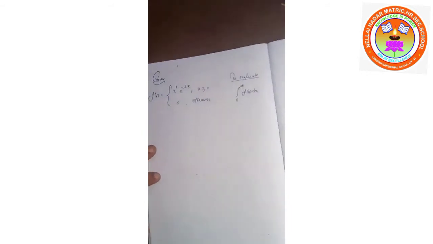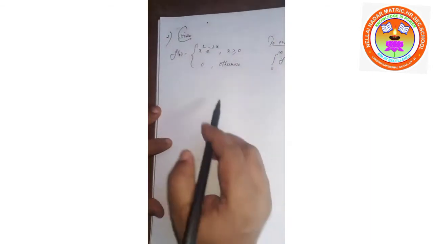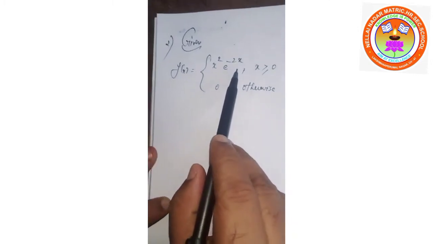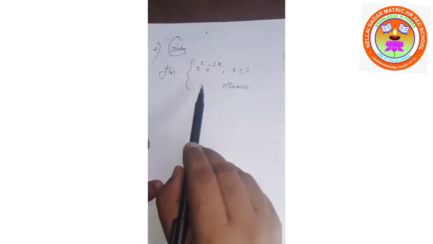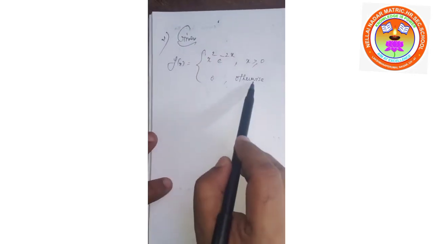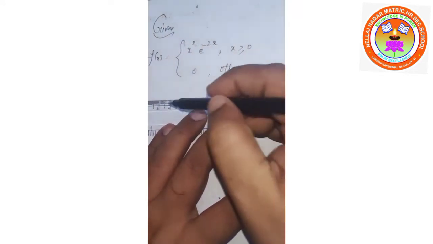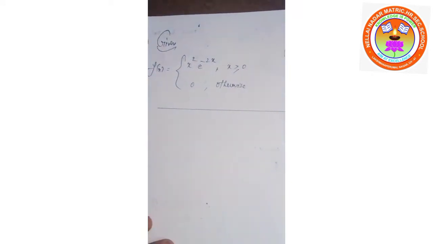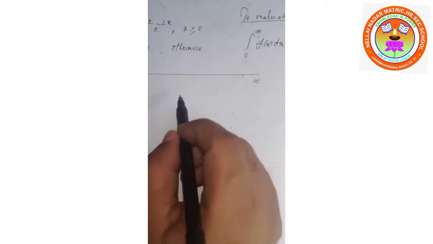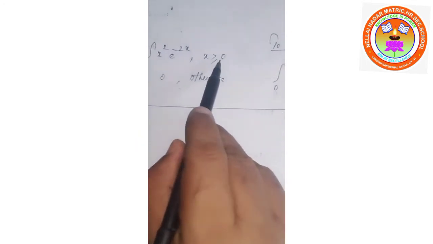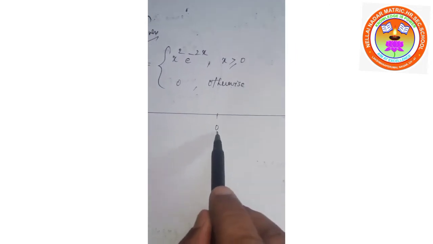Problem number 2. This is the last problem in this exercise. You are given f of x equal to x square into e power minus 2x when x is greater than or equal to 0, and f of x equals 0 otherwise. That means if you draw a number line, you can easily understand. Generally the number line ranges from minus infinity to plus infinity. Here you have the number 0, 0 alone. So x greater than or equal to 0 means the right hand side of 0.